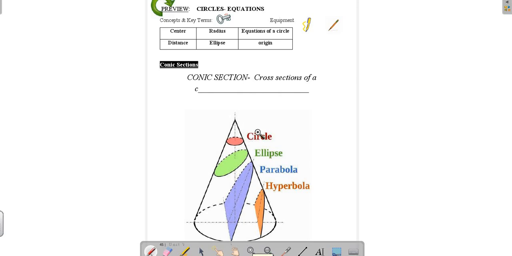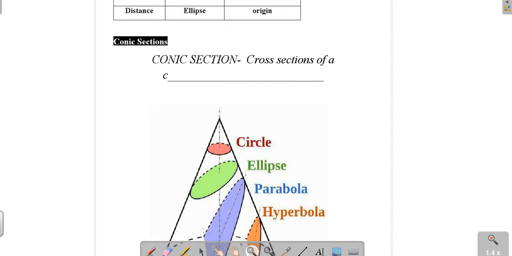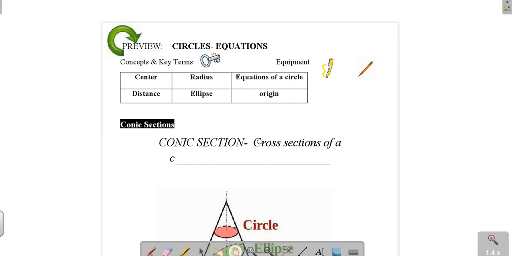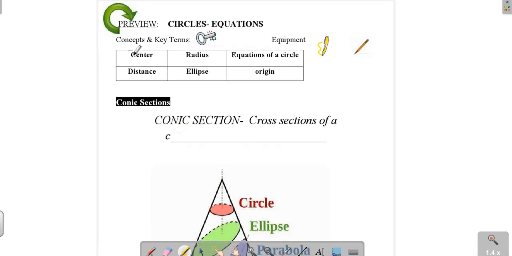What we're learning about today is equations of circles. Center, radius, equation, distance, ellipse, and a circle. You guys have mostly and exclusively focused on equations of lines. Just as an example, of course, the infamous y equals mx plus b, one of the most common equations of a line.